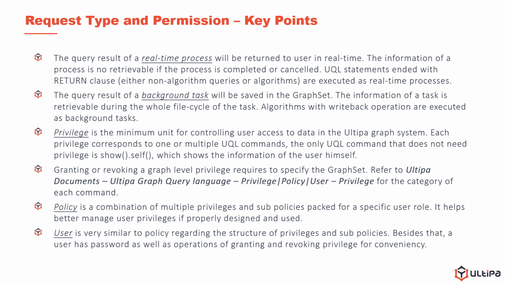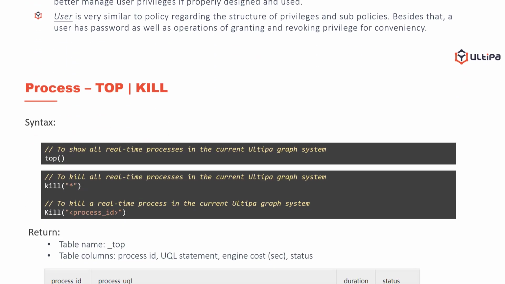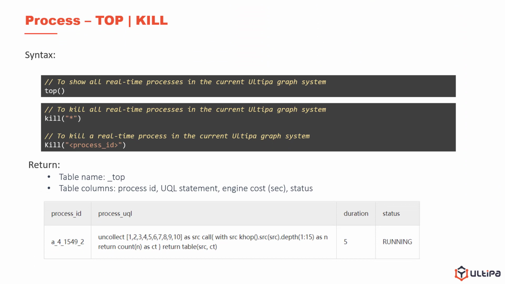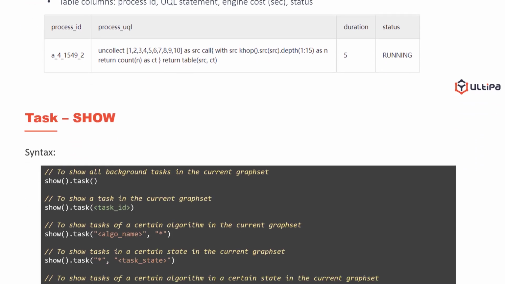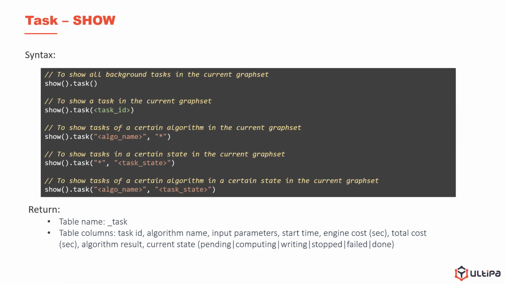This is the summary of the request types and user permissions. Most of them are covered in the demonstration just now. Let's check the syntax. A process list contains all the processes running in the Ultipa Graph system. A task list contains tasks in the current graph set.